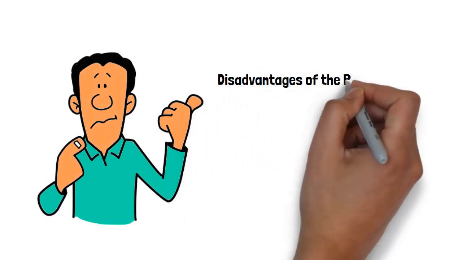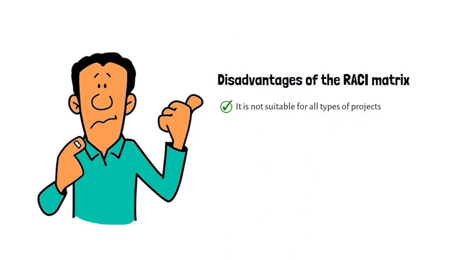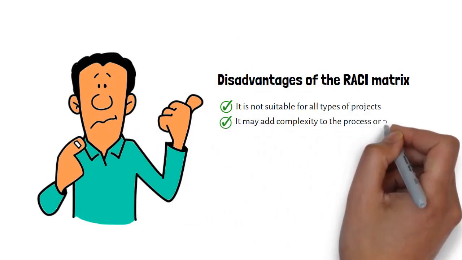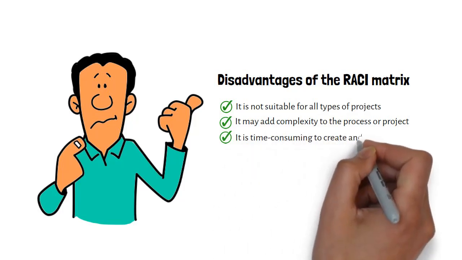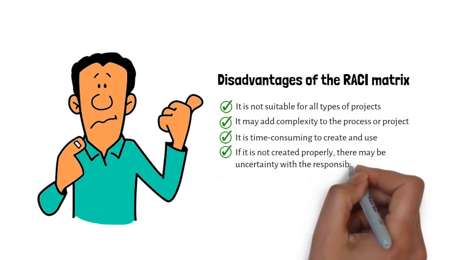Disadvantages of the RACI matrix. It is not suitable for all types of projects. It may add complexity to the process or project. It is time-consuming to create and use if it is not created properly. There may be uncertainty with the responsibilities.